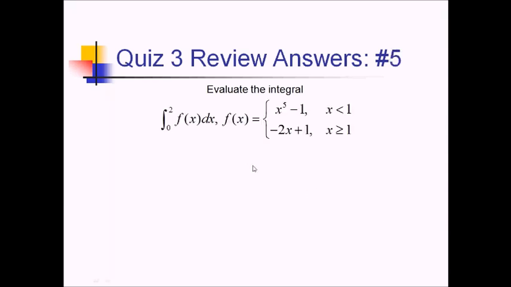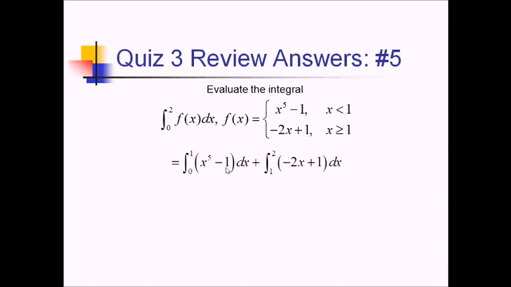For this one, I'm trying to find the integral from 0 to 2 of this piecewise function. Now this one, they gave us a border value of 1, and our integral kind of spreads over that, so we're actually going to need two different integrals in order to do this one. We need the integral from 0 to 1 of this first rule, x to the 5th minus 1, plus the integral from 1 to 2 of this second rule, negative 2x plus 1.